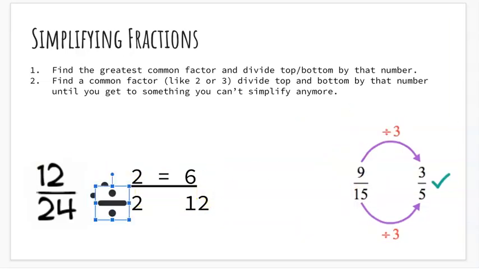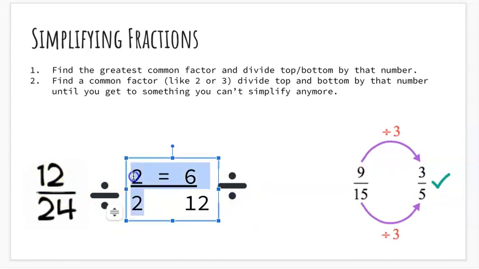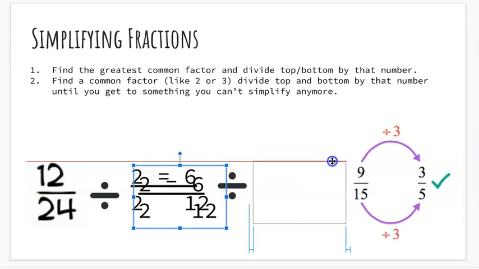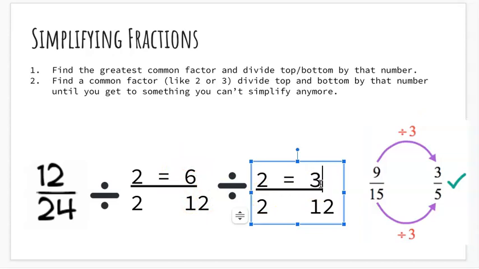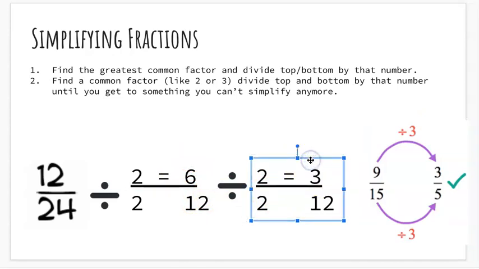So I'm going to paste this again. I wanted to divide by 2 over 2. I'll just copy this whole thing. Okay. Moving that over. If I divide by 2 over 2, 6 divided by 2 is 3. And 12 divided by 2 is 6.